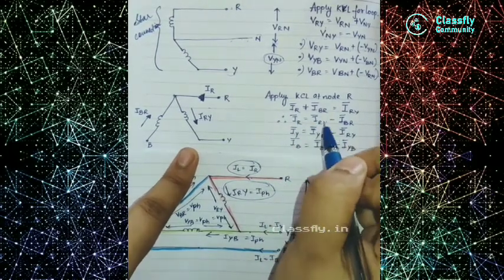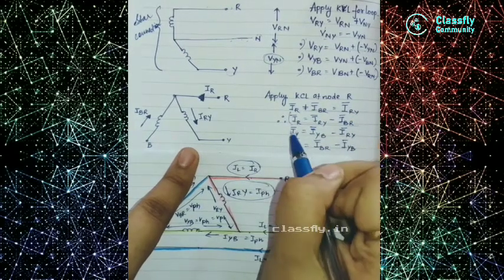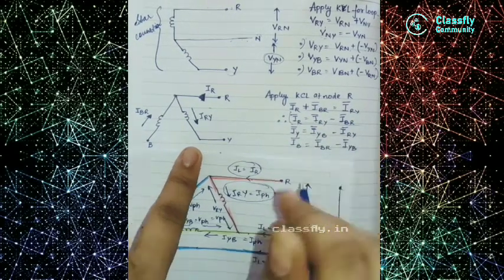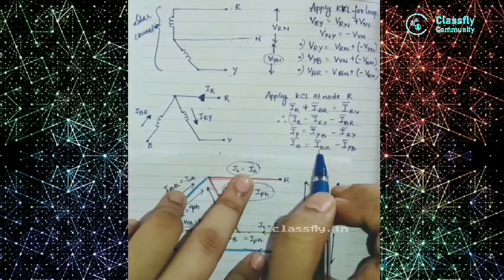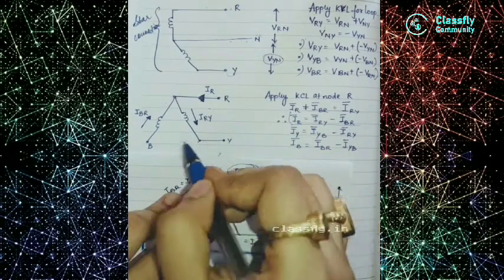So for IR, what do we get? IR is equal to IRY, and this IBR goes to this side. So we get the first equation. Similarly, I bar Y is equal to I bar YB minus IRY, and the third equation we get is IBR bar is equal to IBR bar minus IYB. You can also find this by taking the notes here.